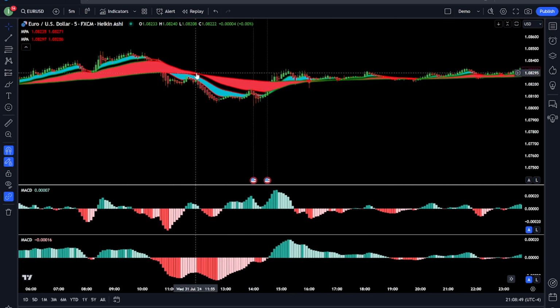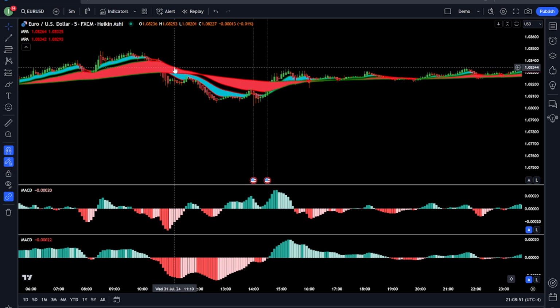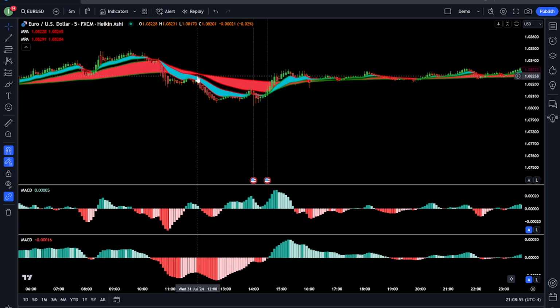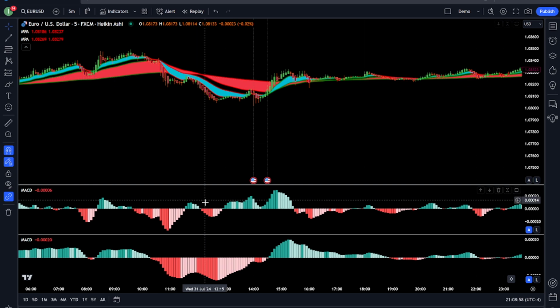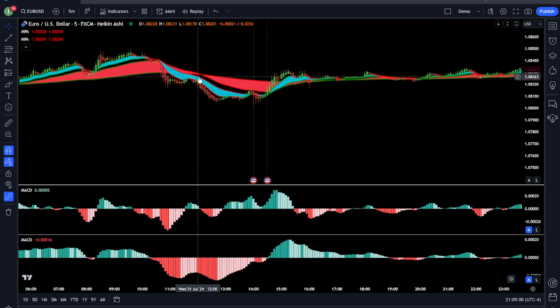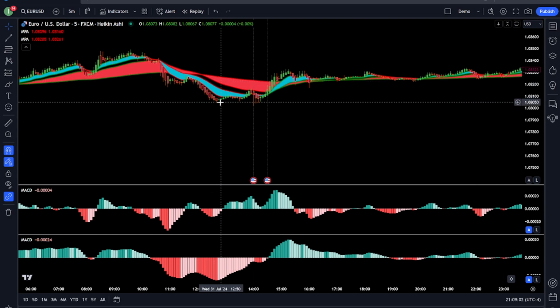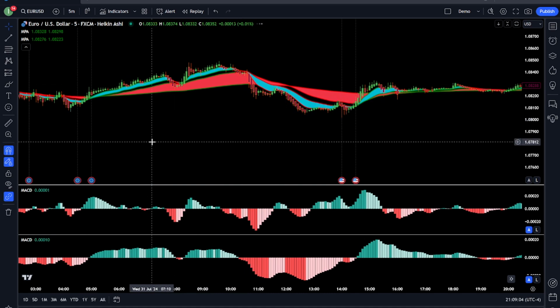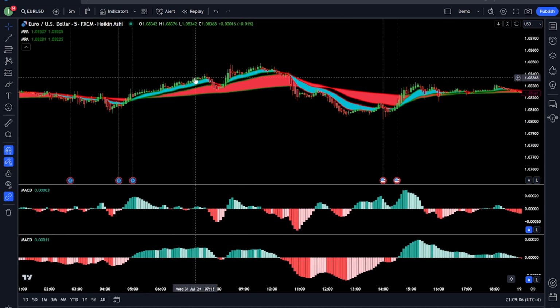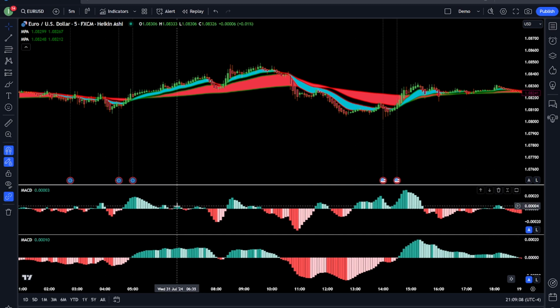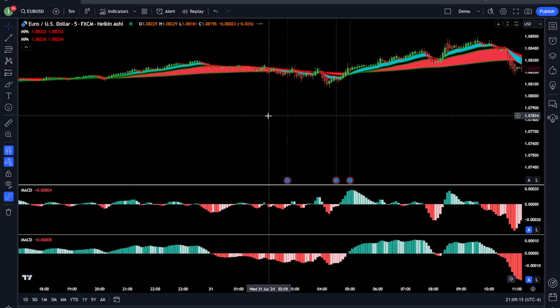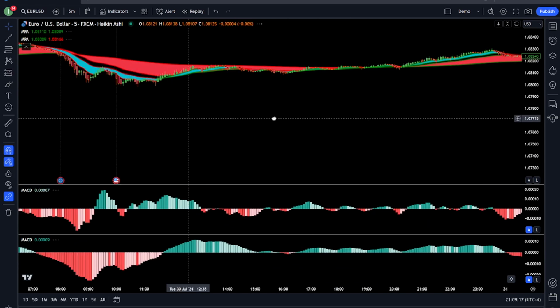Another one here. Red cloud, blue cloud, but there is no gap, and eventually there's a gap forming here, and then both MACDs are red. We'll make a short entry. This is one more successful short trade. Long, but here the blue is not clear, so we'll not take any trades which are not clear, right? Things should be very clear.